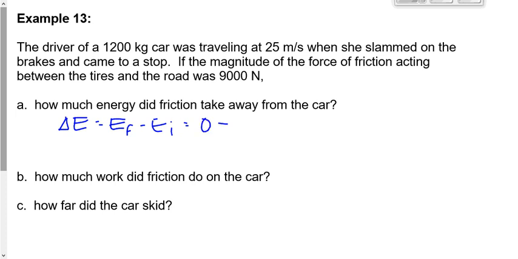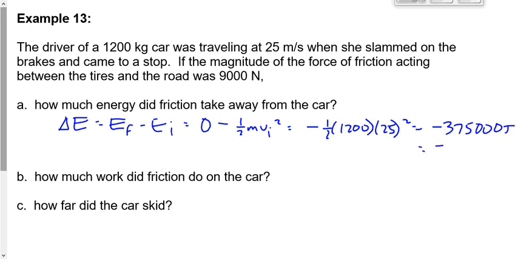What's the initial energy when it's moving at 25 meters per second? What kind does it have now? Yep. Kinetic energy. So we're going to say it's 0 minus 1/2 m v_i squared. Change in energy, or the energy that friction took away, is 0 minus 1/2 m v squared. So that gives me 0 minus, or just negative 1/2 of 1200 times 25 squared. When I do that math on my calculator, I get negative 375,000 joules, or, rounding to 2 digits, negative 3.8 times 10 to the 5 joules.